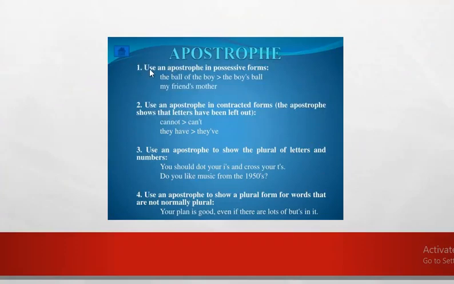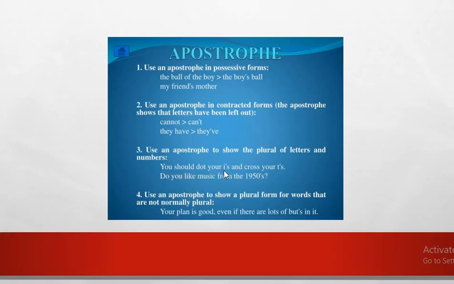My dear students, we also use an apostrophe in possessive forms. My friend's mother. And dear learners, we also use an apostrophe in contracted forms. These two examples were shown earlier. Use an apostrophe to show the plural of letters and numbers.